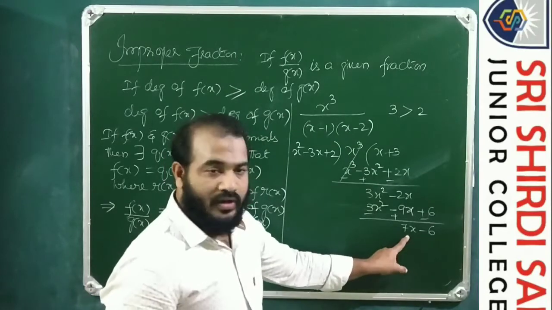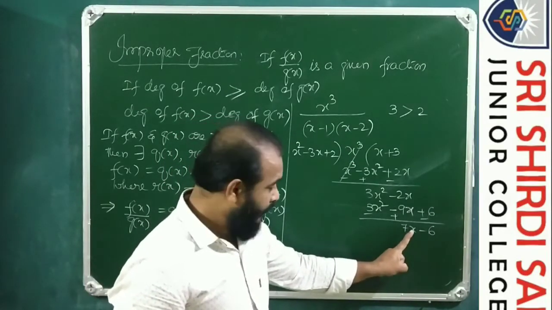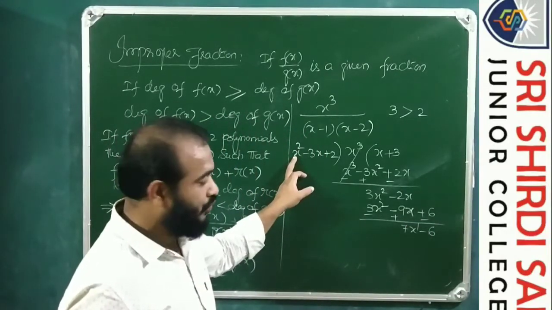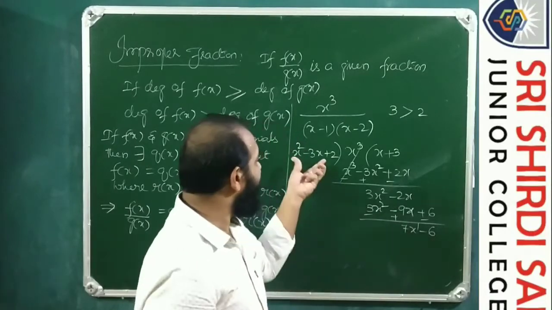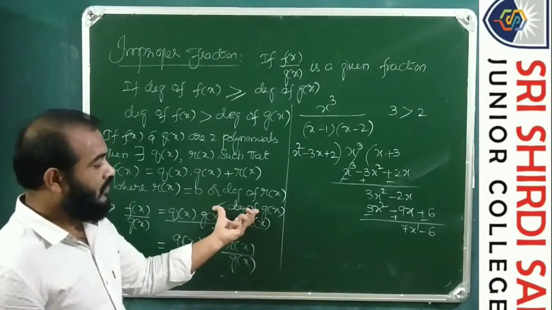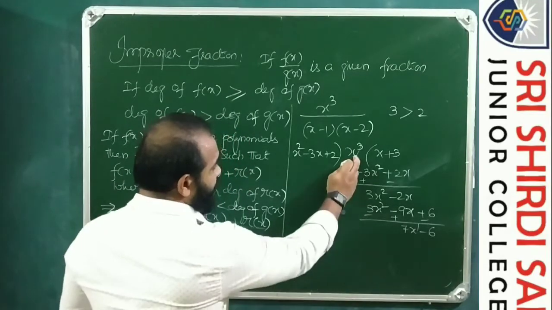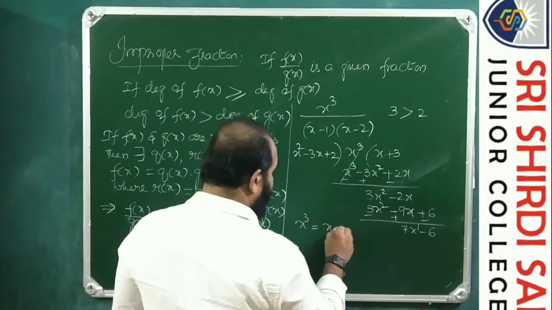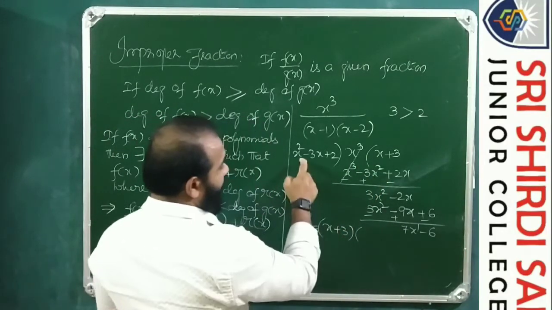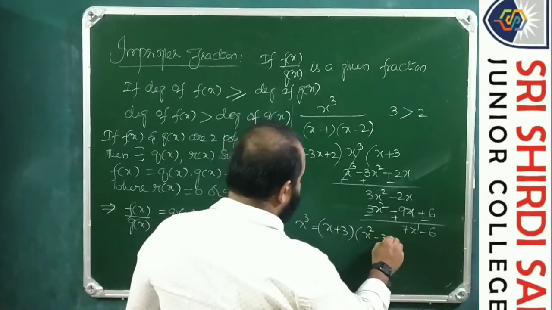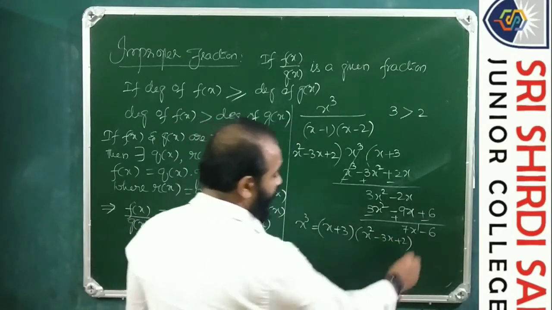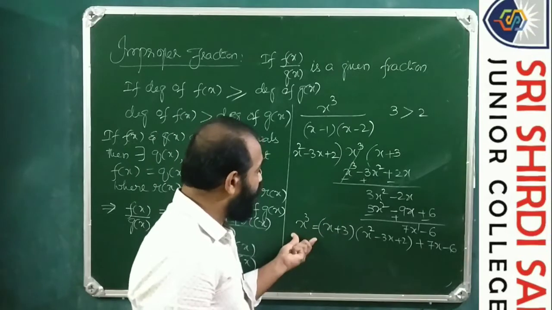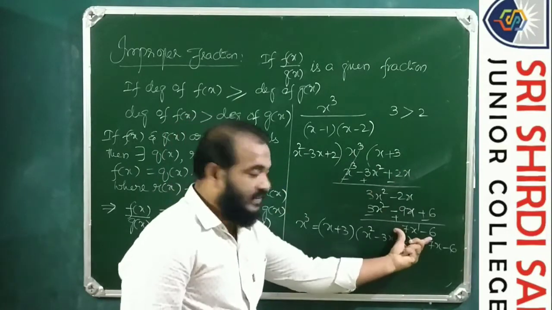Now the degree of r of x, the remainder, is 1 and the degree of g of x is 2. The degree of the remainder is less than the degree of g of x. Therefore x cube is equal to q of x, which is x plus 3, into g of x, x square minus 3x plus 2, plus the remainder 7x minus 6. So x cube is equal to this into this plus this.